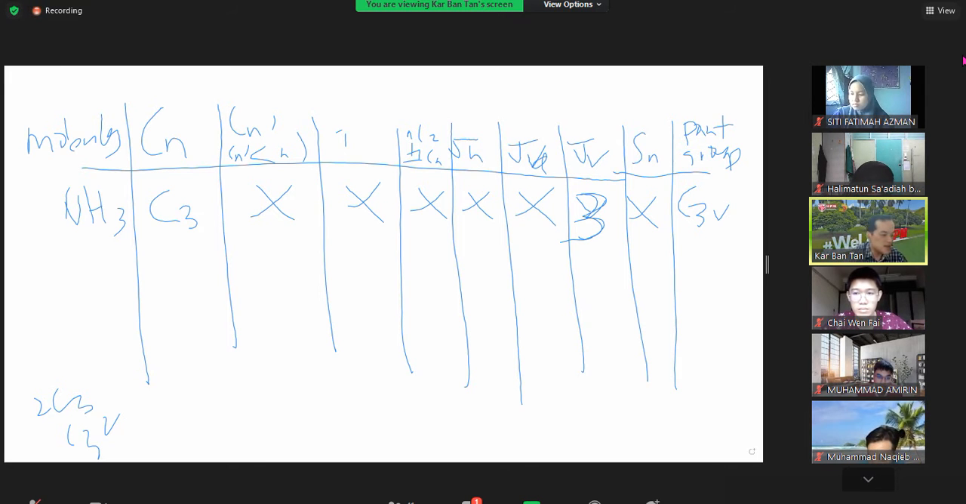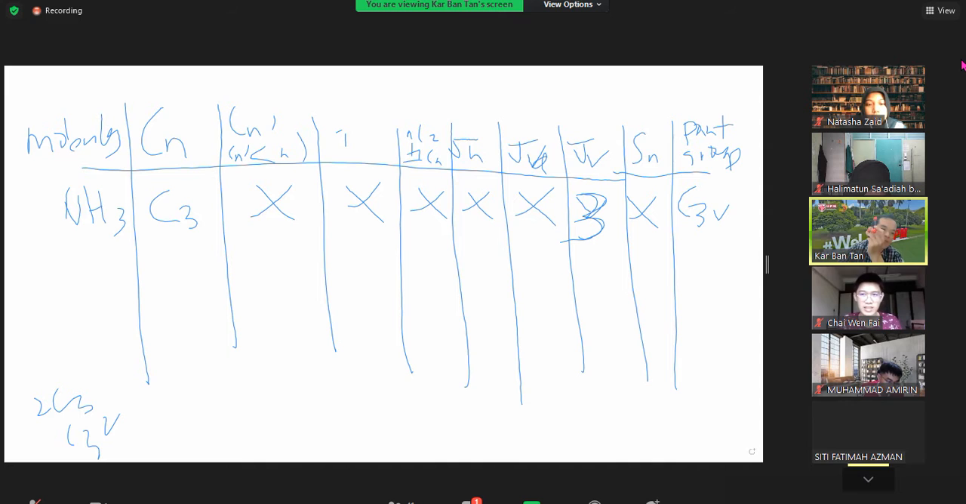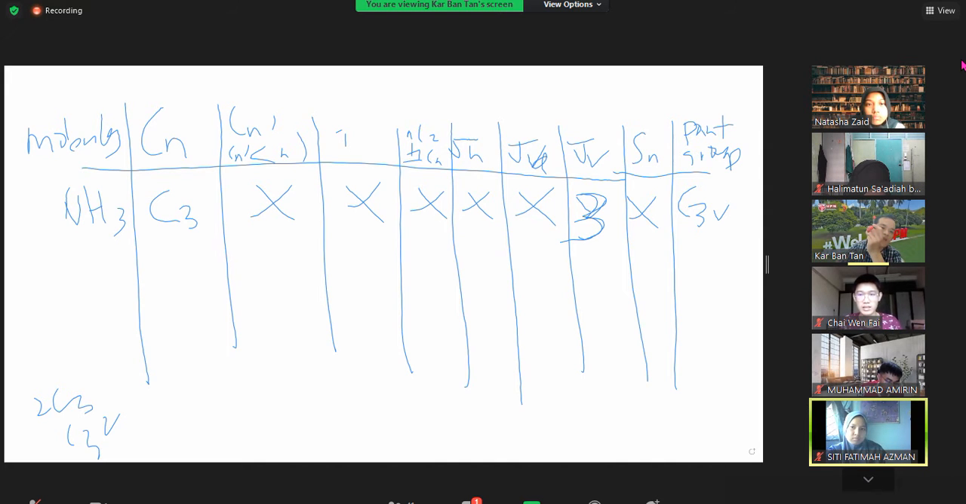Okay, but if you have all 4 same atoms attached to this carbon, CH4, CCl4, what will be the point group for this, Natasha? This is what geometry? Kalau 4-4 pun sama, what is this geometry? Tetrahedral. So tetrahedral is what kind of group?